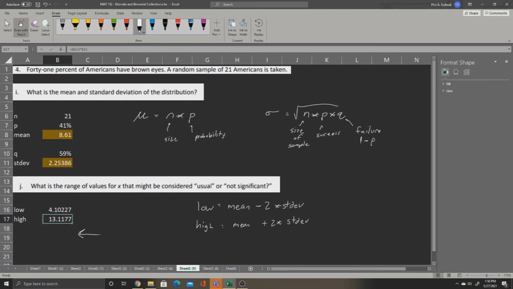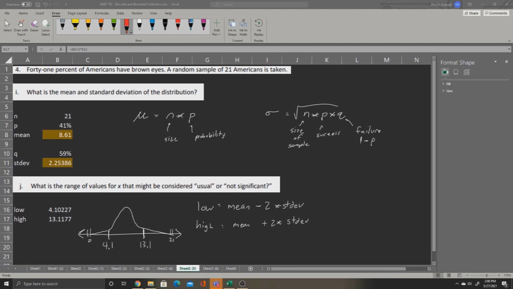If we make a drawing, we'll place markers at 0 and 21, where the distribution starts and ends. Now, we'll place a marker at 4.1 and a marker at 13.1. And if we drew our bell curve, most of our bell curve would fall in between those two numbers. It might look something like this, where you would have tails extending toward the 0 and toward the 21.